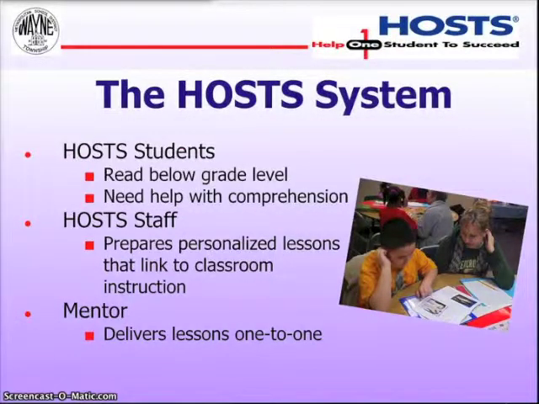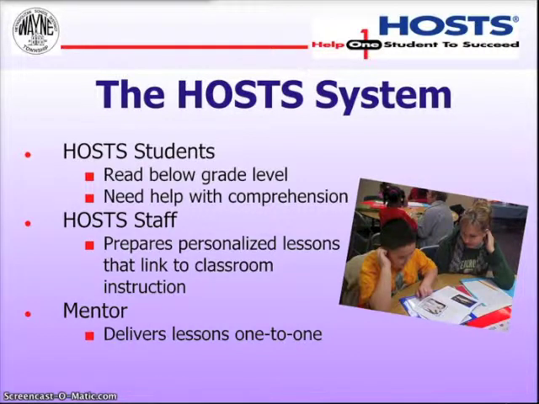The HOST system revolves around three important groups of people. The HOST students are students who read below their current grade level and need help in understanding what they are reading. The HOST staff, which includes HOST lead teachers and HOST instructors. The HOST lead teacher designs the curriculum that is implemented by the HOST instructors in each of the elementary schools.